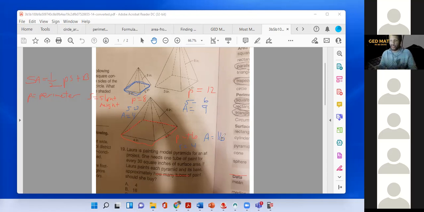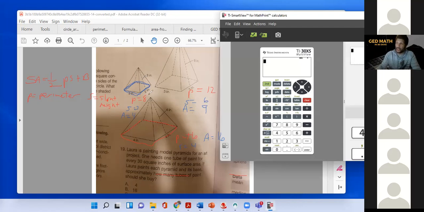Now, I can guarantee you're not going to have something this hard on the GED. They might ask you for 1 pyramid. They're not going to ask you for all 3. I can almost guarantee you. But now I'm going to go to my calculator because my calculator is my friend. So what I'm going to do is put this in for each pyramid.